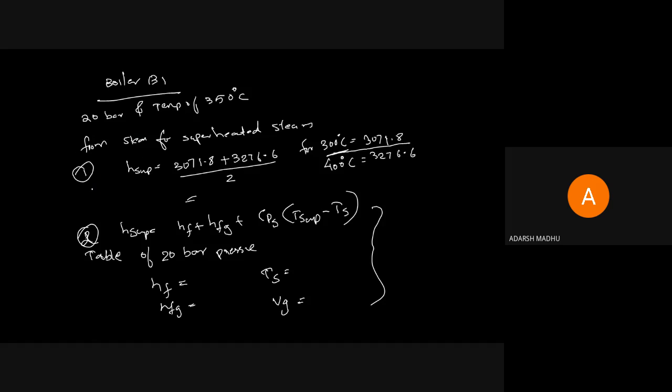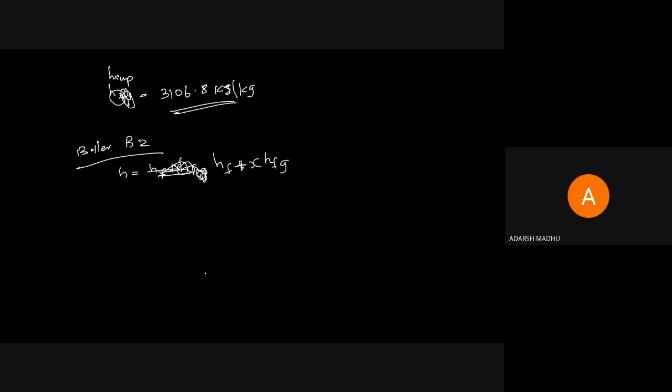Write down the values that we need: HF value, HFG value, TS value and VG value. From the data book, pressure table for 20 bar pressure, you want to take the whole readings: HF value, HFG value, TS value, etc. And the only unknown term is X. That is the one you want to find out. Okay. HF plus X into HFG.